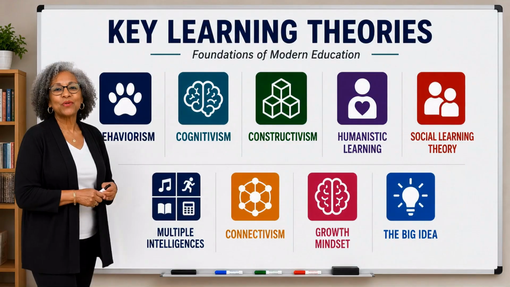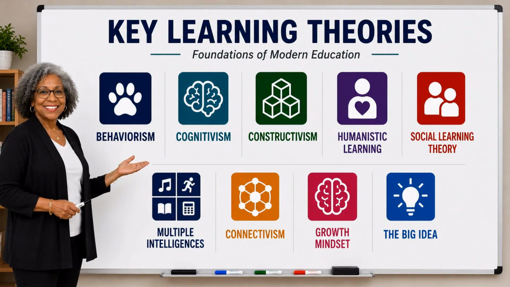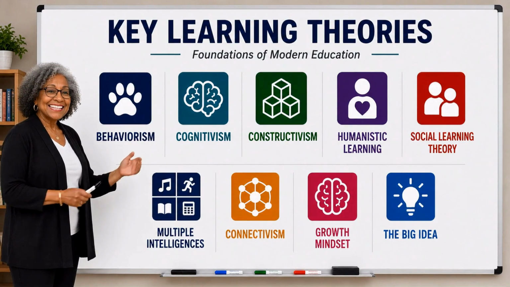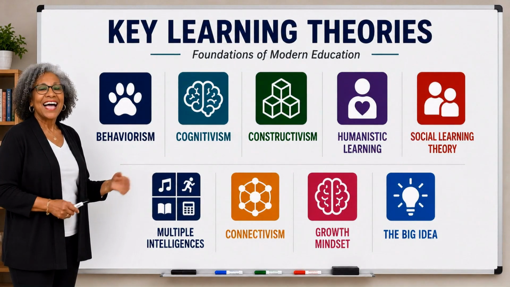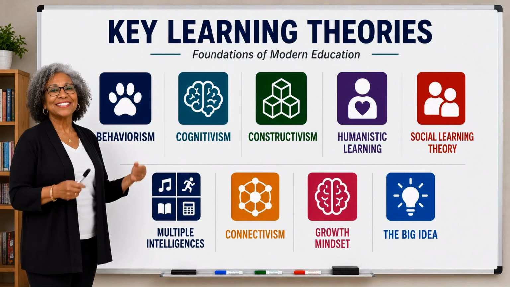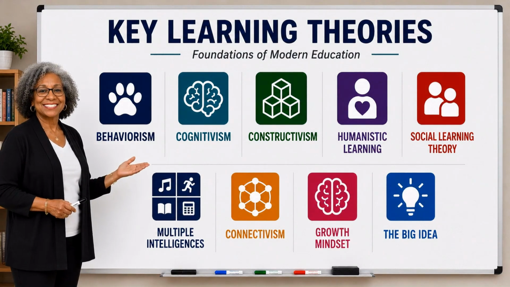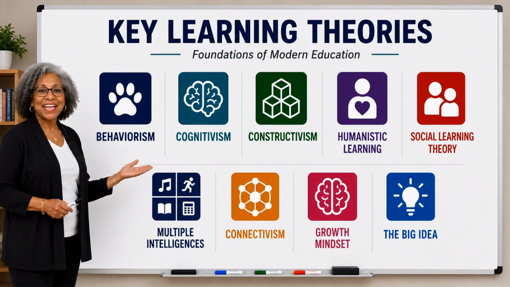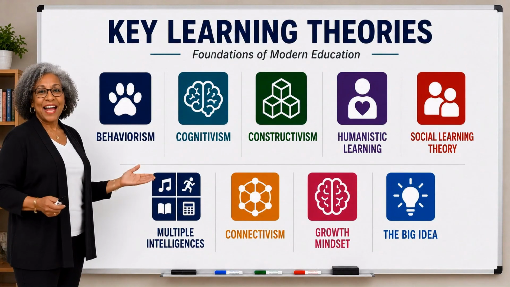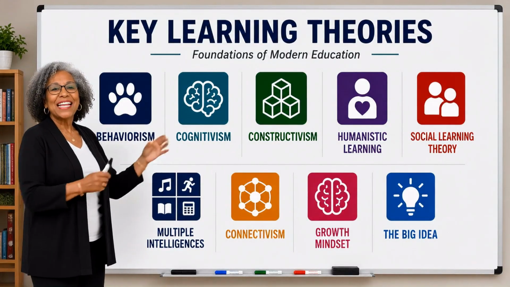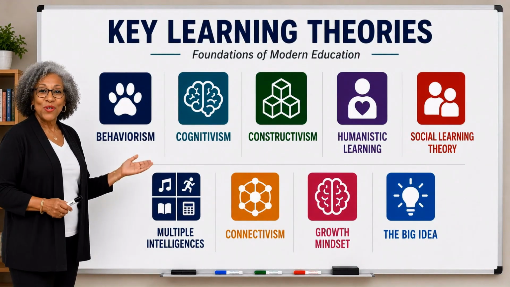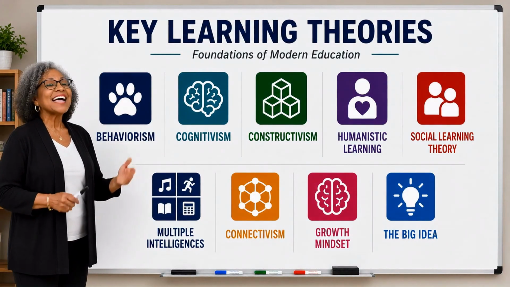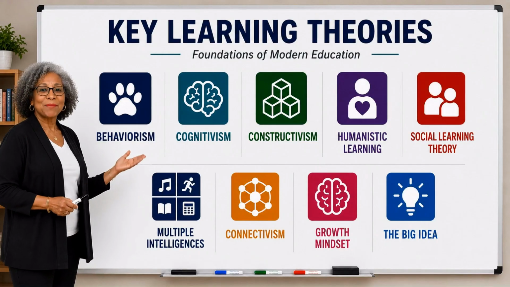Cognitivism, 1880s through the 1950s. Cognitivism shifted attention from behavior to mental processes. Instead of focusing only on what students do, cognitivism examines how students think, remember, organize, and process information. Hermann Ebbinghaus studied memory and forgetting. He developed the forgetting curve. His research showed that information fades quickly without review or active recall. This is why repetition, retrieval practice, and spaced review improve long-term memory.